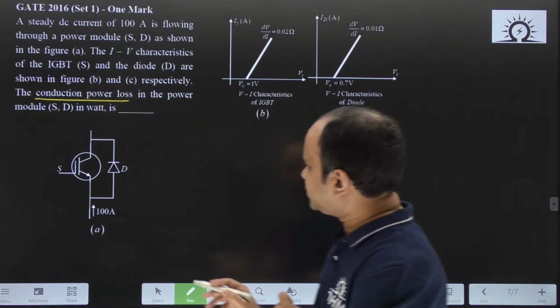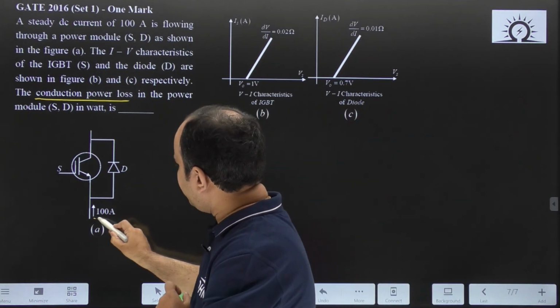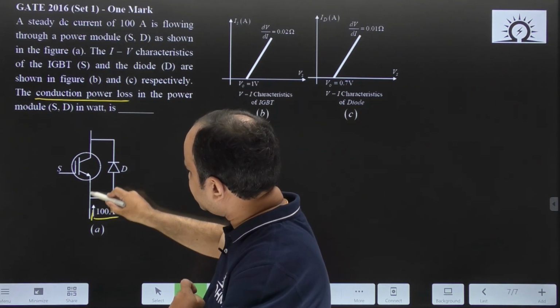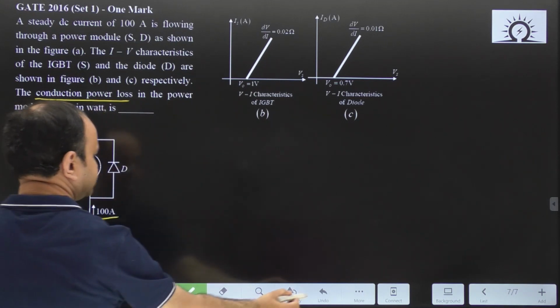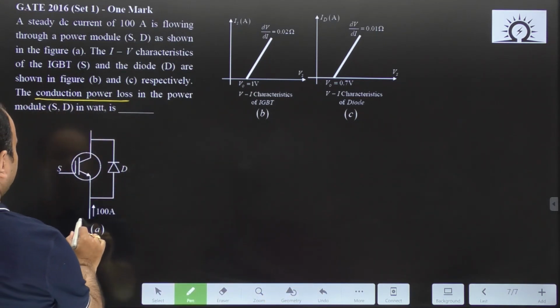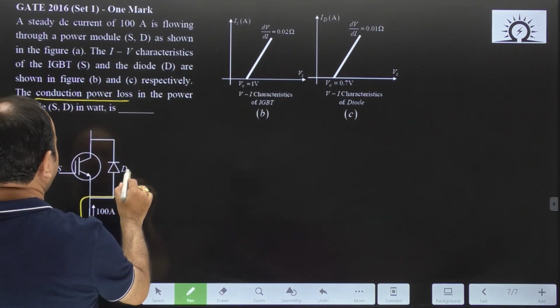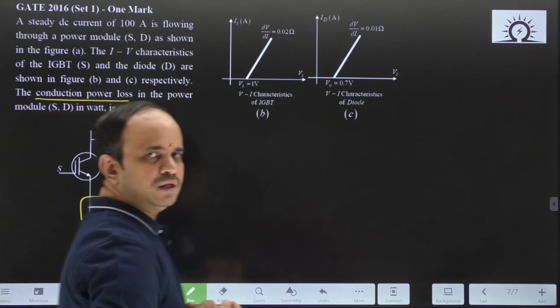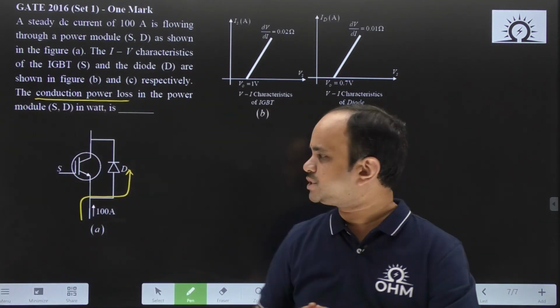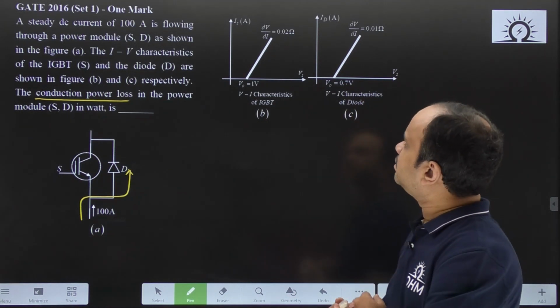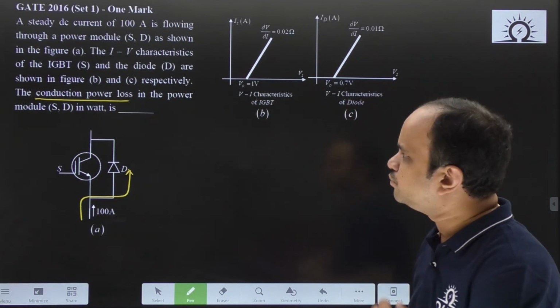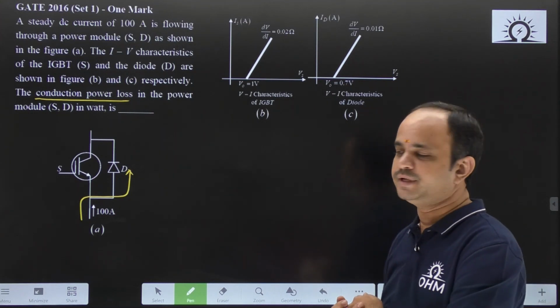Now, for this particular case 100 ampere is given that it is flowing in this direction. Therefore, this 100 ampere current will flow through this diode module. Okay. Therefore, we just need to look into the diode characteristics only. Of course, additional data is given, we need not consider that IGBT data.